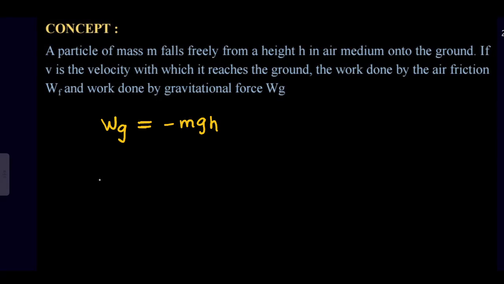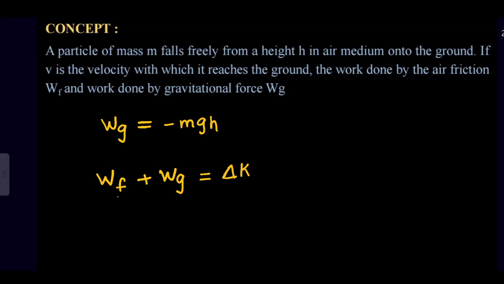Now, this is the work done by the air friction, plus the work done by the gravitational force. What is the work energy theorem? Work done by all forces equals change in kinetic energy. So when the body is falling down, air friction pushes in the upward direction and gravity pushes in the downward direction. So two works are done: one is by air friction, the other is by the gravitational force. Work done by all forces equals what? Tell me now. Change in kinetic energy.